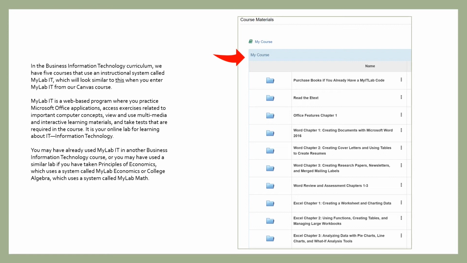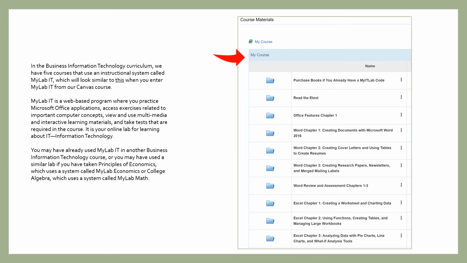MyLab IT is a web-based program where you practice Microsoft Office applications, access exercises related to important computer concepts, view and use multimedia and interactive learning materials, and take tests that are required in the course. It is your online lab for learning about IT, information technology.